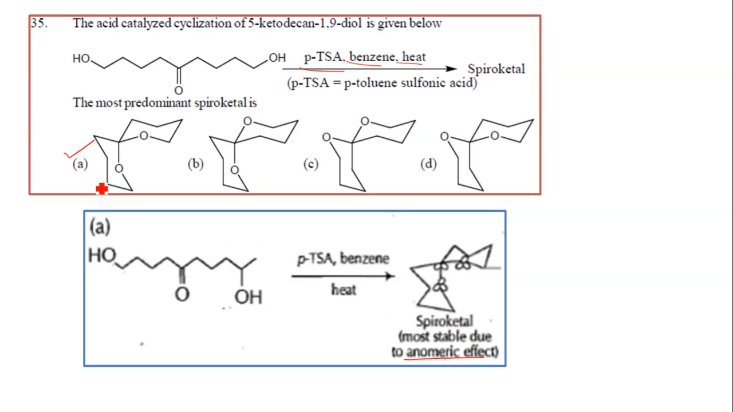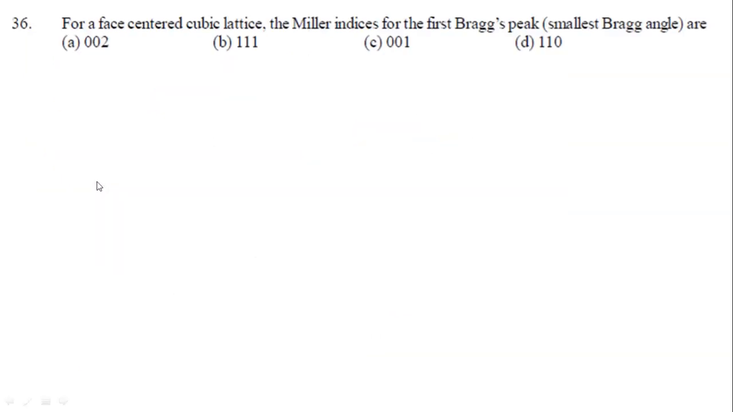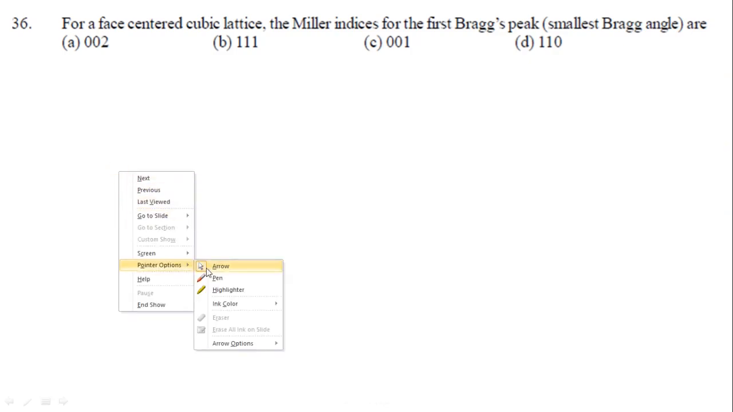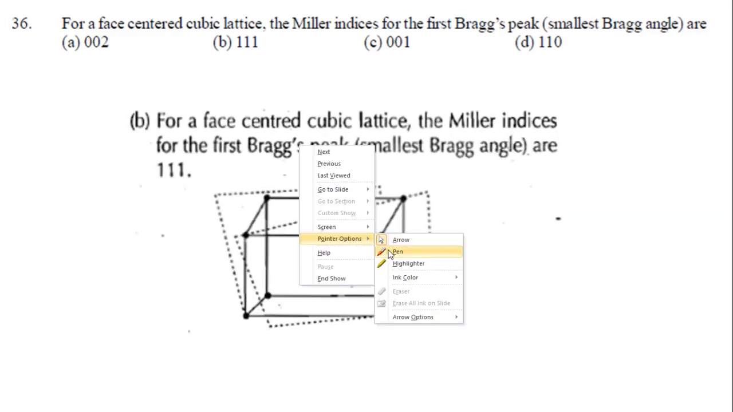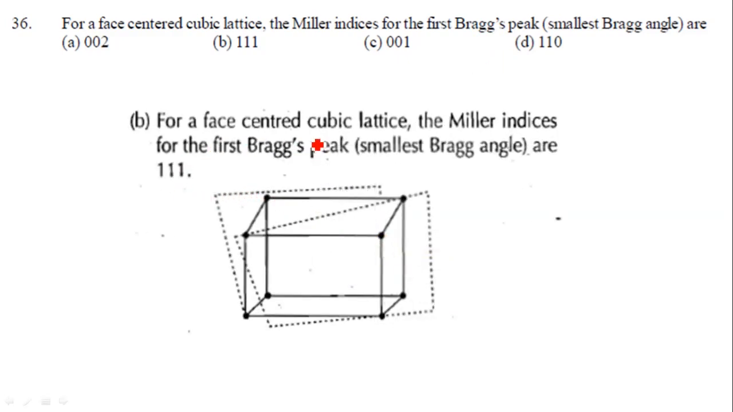Next question, question number 36. For a face-centered cubic lattice, Miller indices for the first Bragg's peak, smallest angle, are, here it is 111. For a face-centered cubic lattice, Miller indices for the first Bragg's peak is 111. Answer B is correct. Next question, 37.